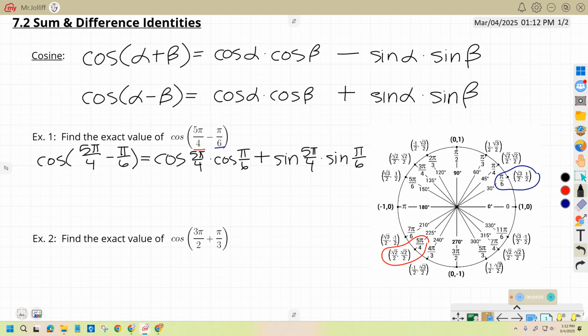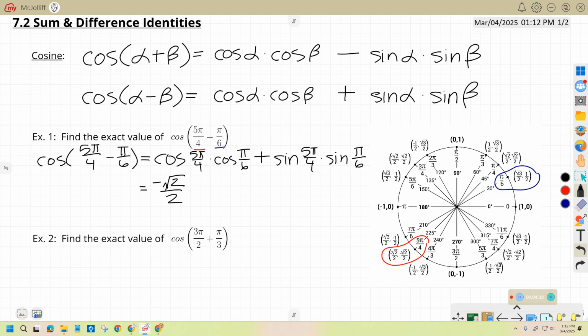And a reminder, that's the only new part of the math, right? Is that splitting up of the angles and using the sum or difference formula to separate them out. From here, it's pulling values from the unit circle. Who can tell me what cosine of 5 pi over 4 is? You should have your unit circle in front of you. Negative square root of 2 over 2.